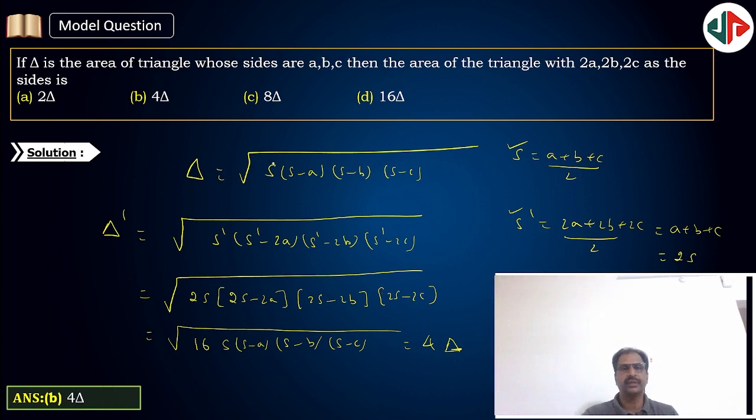So delta is the area of the triangle whose sides are a, b, c. Use Heron's formula. Here s is equal to (a plus b plus c) by 2. Let us say the second triangle's area is delta dash, which is the square root of s dash into (s dash minus 2a)... Why did we write 2a, 2b, 2c? Because for the second triangle, the given sides are 2a, 2b, 2c. Hence s dash will be (2a plus 2b plus 2c) by 2, which is a plus b plus c, which is nothing but 2s. Now substitute all the values and you will see that delta dash is equal to 4 delta.